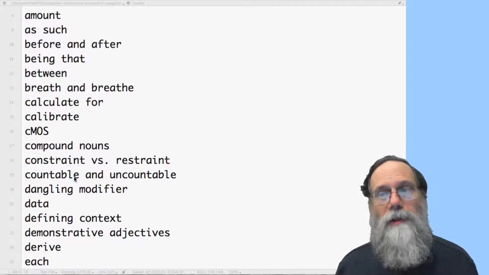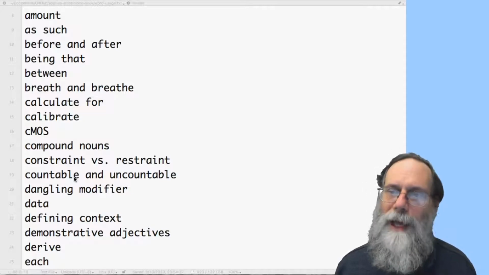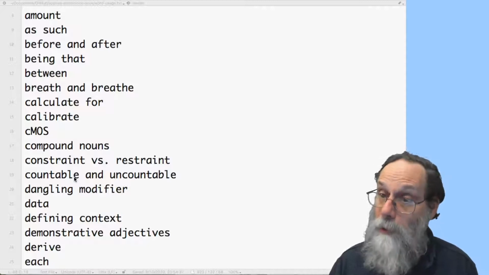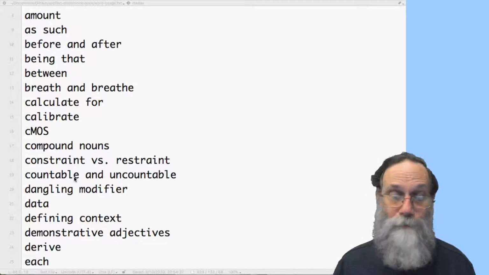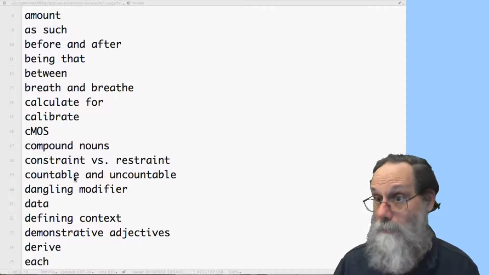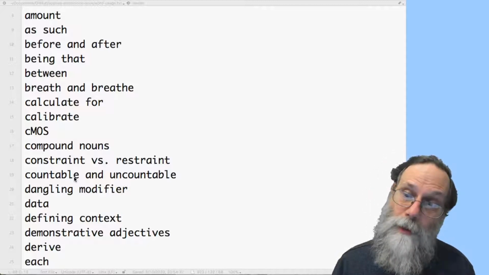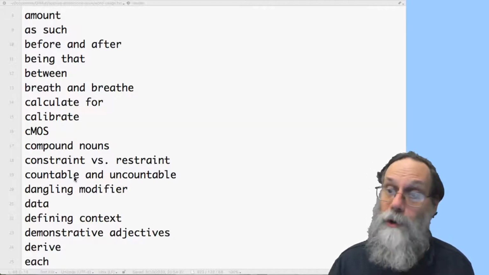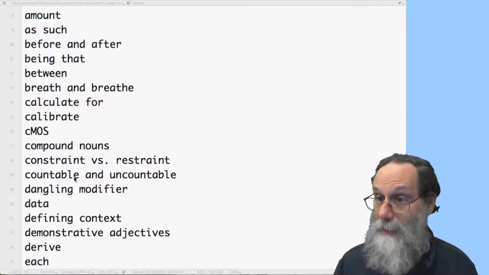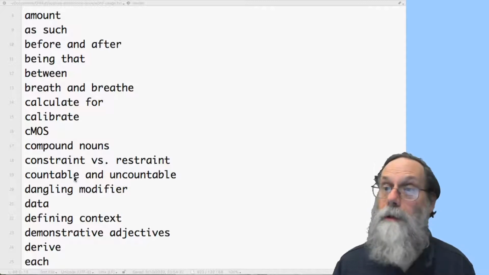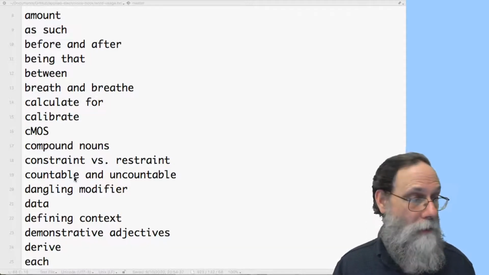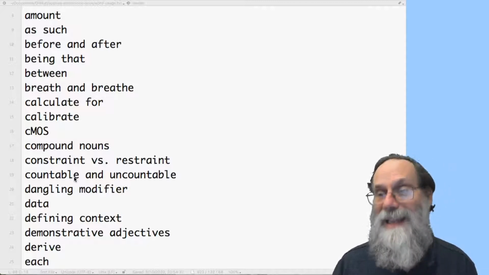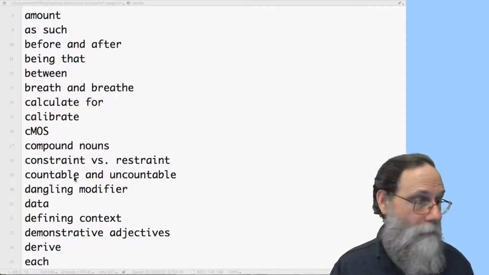Countable or uncountable sets a whole bunch of different flags for what you can do with a word. If it's countable, you can have a number of that thing. I can have a number of fingers. But I can't have an amount of fingers. Amount can only be used with uncountable things. And I can't have a number of bread. Number can only be used with countable. Many, only for countable. Much, only for uncountable. Fewer, only for countable. Less, only for uncountable.